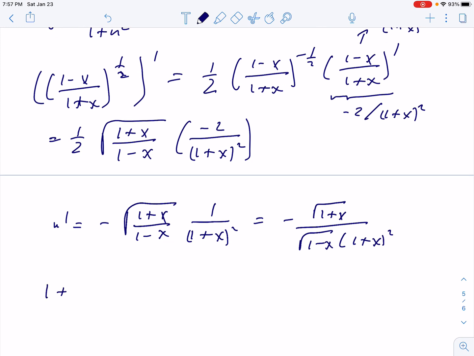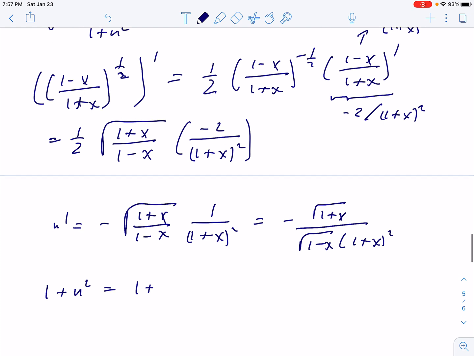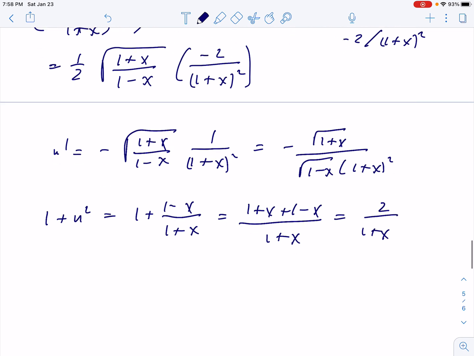Now, what is 1 plus u squared? This is 1 plus, remember what is u? On the top, 1 minus x, here 1 plus x, and adding common denominator, this is 1 plus x plus 1 minus x over 1 plus x. This is 2 over 1 plus x. So now y prime, which is u prime over 1 plus u squared, will be dividing these things.